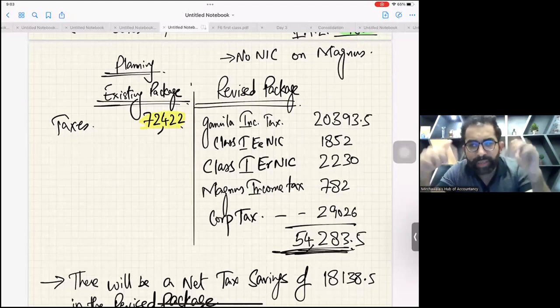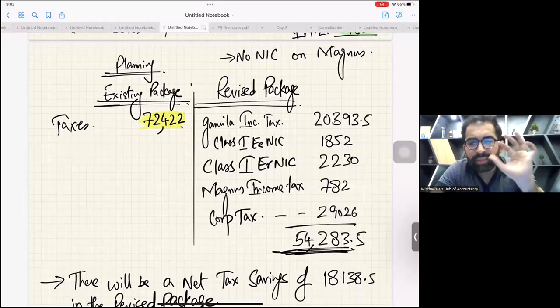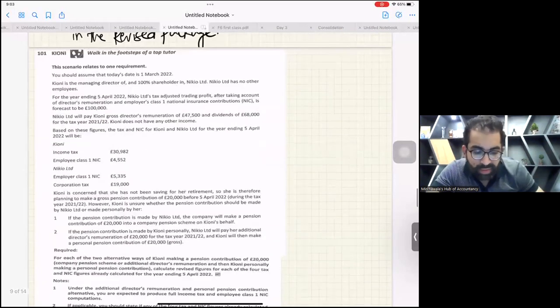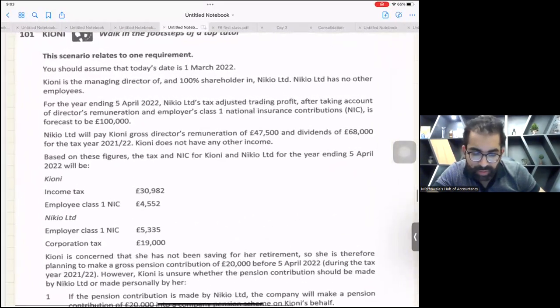Okay. In the next question, you will see something about pensions as well, so don't worry about it. This question is present in your exam kit, QNE. If you have your exam kit with you, you can open it. I think it's question number 101. You can keep your kit with you, it's your wish. Otherwise, it's visible on the screen as well.